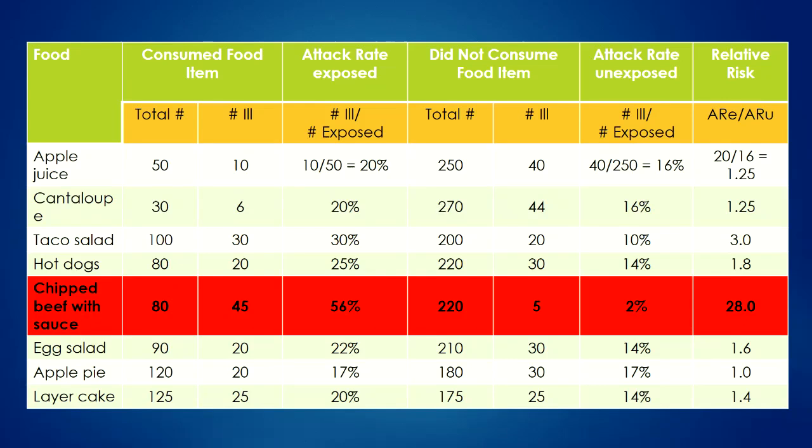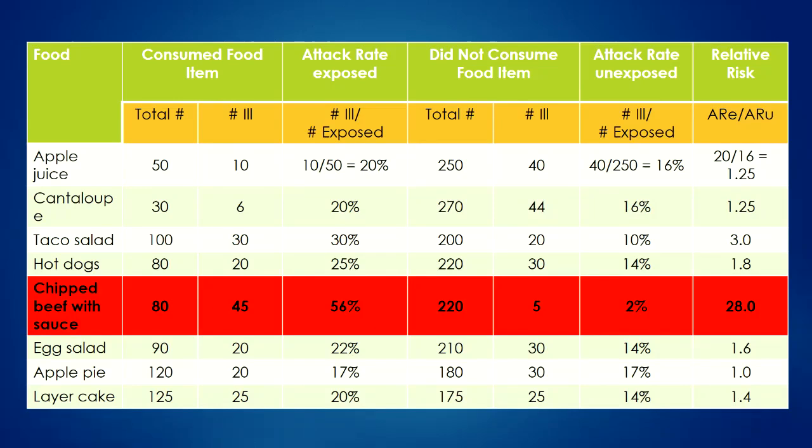So we can go down the rows here and look at our relative risks. Basically what we're looking for is a large number. If there's a high relative risk, it means that that food item is likely to have caused the disease. In this case, we see that taco salad is pretty big. People who ate taco salad were 3 times as likely to become sick as people who didn't. But the really big one that stands out in this is the chipped beef with sauce with a relative risk of 28.